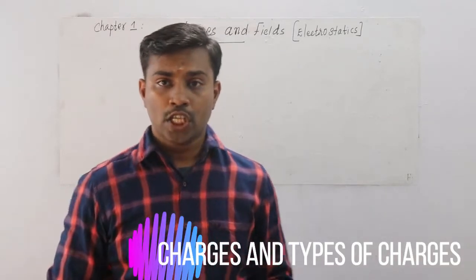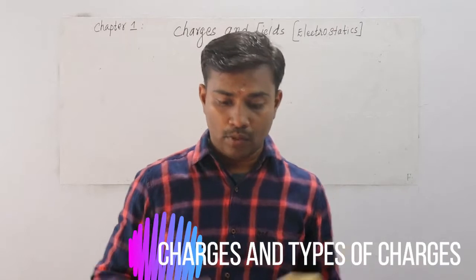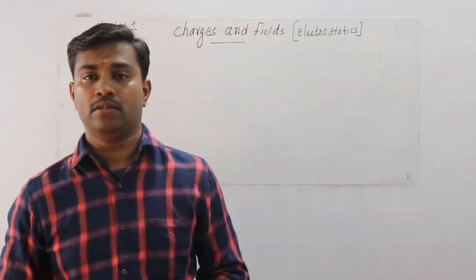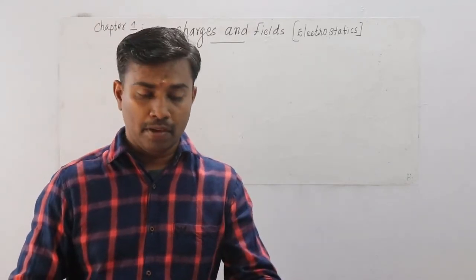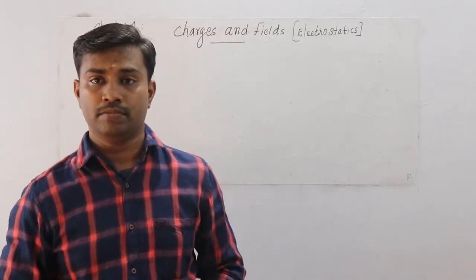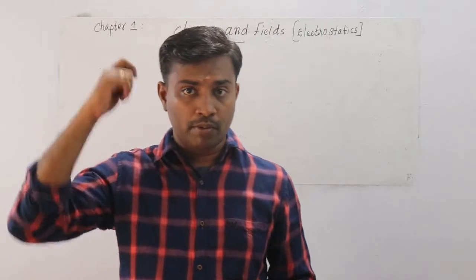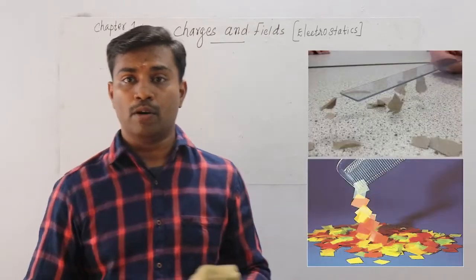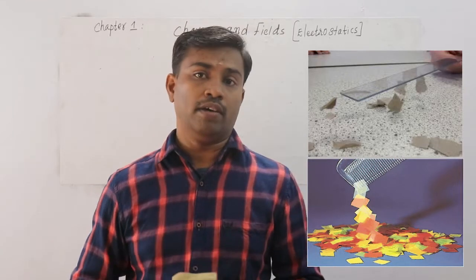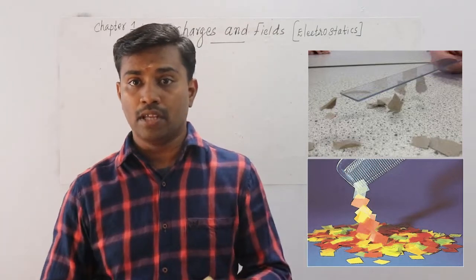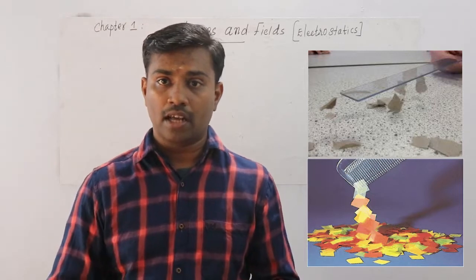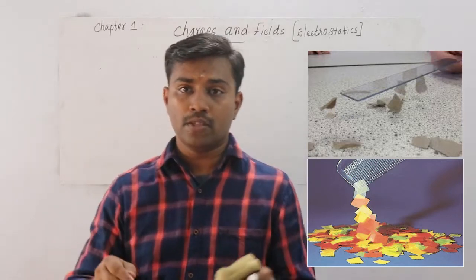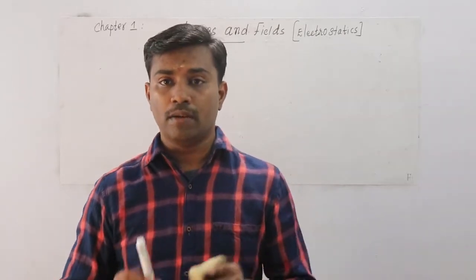What is charge? When we rub two materials, one glass and one silk, and bring the glass near small pieces of paper, we can see that the glass rod will attract the paper bits. Likewise, when we comb hair and bring the comb near small paper bits, the comb also attracts them. So when we rub the glass rod with silk and bring it near paper bits, the glass rod attracts them.